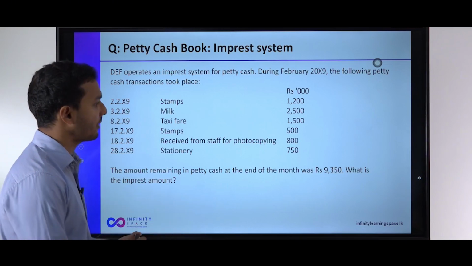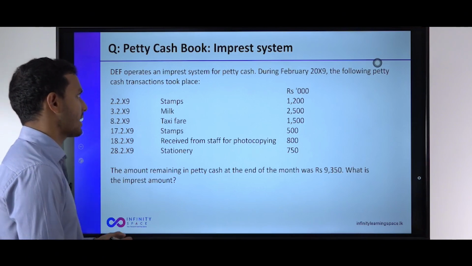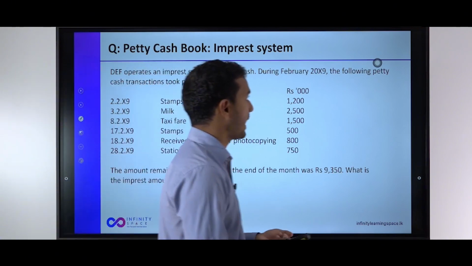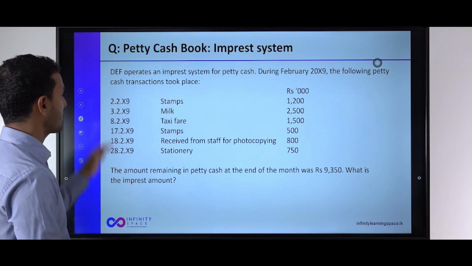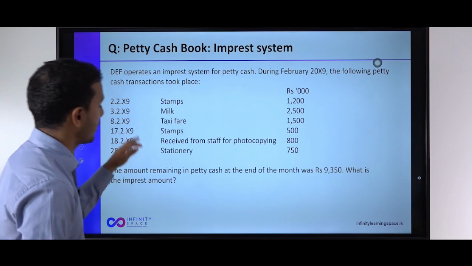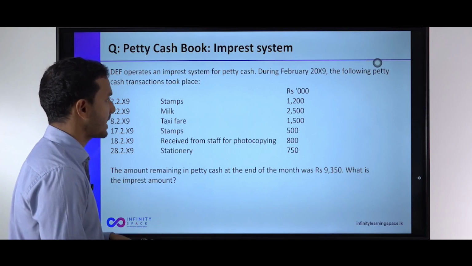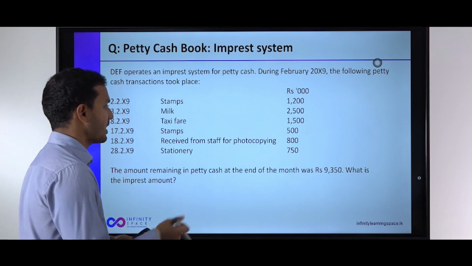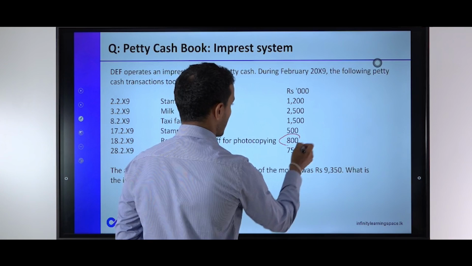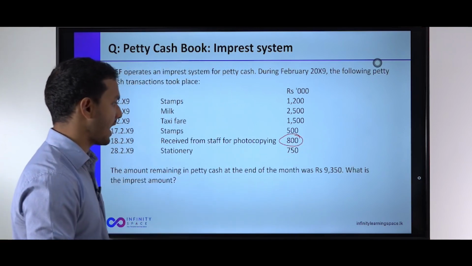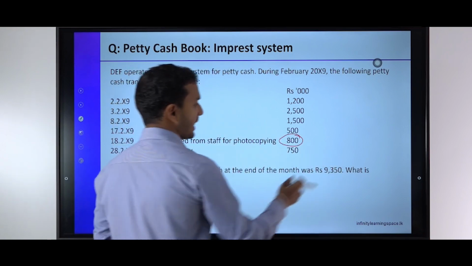Now let's look at an example that will help you understand this better. DEF operates an imprest system for petty cash. During February 2009, the following petty cash transactions took place. The petty cashier has paid 1200 for stamps, milk 2500, taxi fare 1500, stamps 500, then has received 800 for photocopying, stationery 750. Now remember, this is a receipt. The amount remaining in petty cash at the end of the month was 9350. So at the end of the month, the petty cashier has 9350.